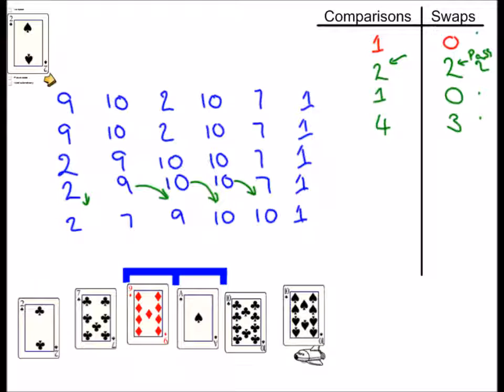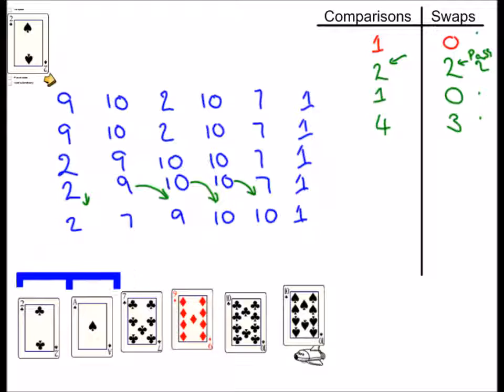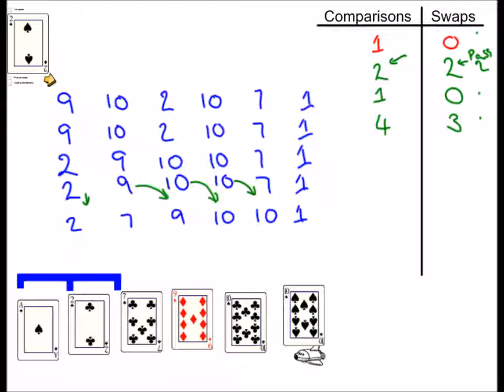I compare my 9 and my ace and I swap them. I compare my 7 and my ace and I swap them. I compare my ace and my 2 and I swap them. So let's write this out. We have 1, 2, 7, 9, 10, 10.